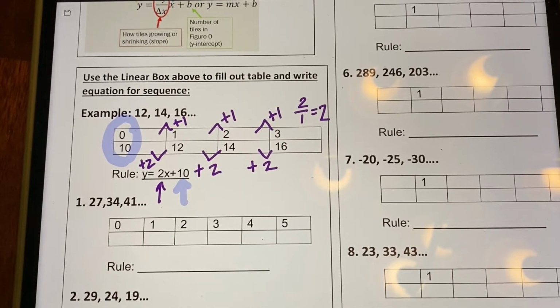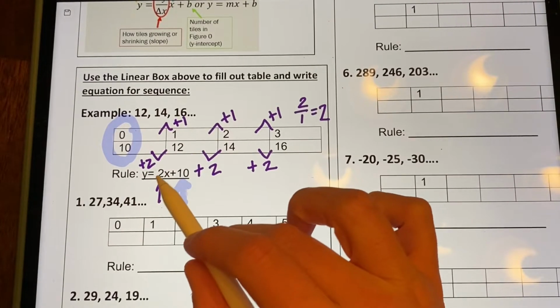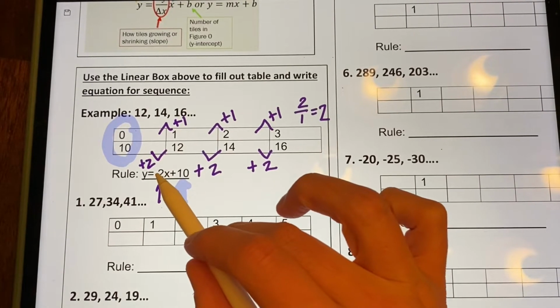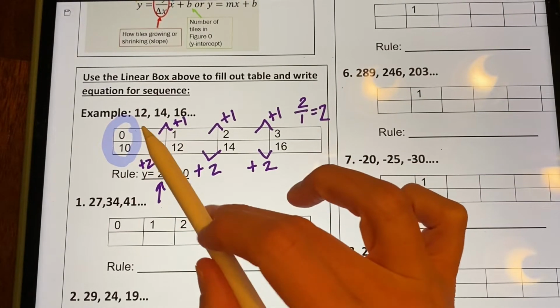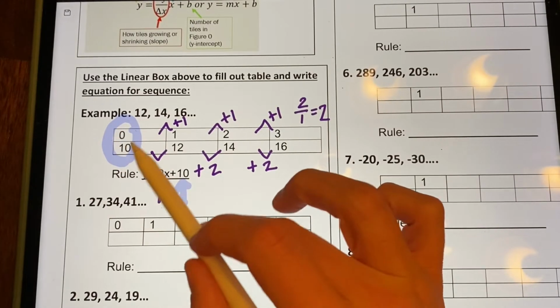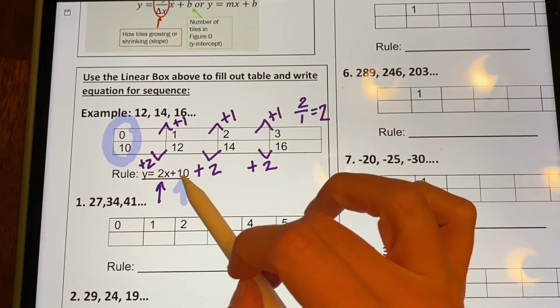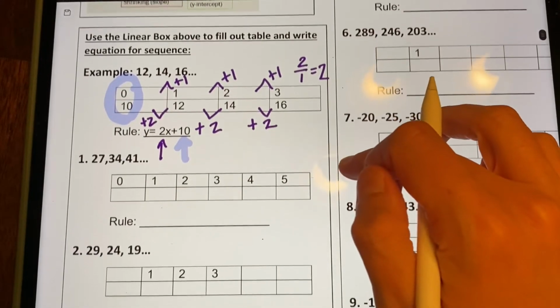So again, the number in the front is the change in y over the change in x. You divide those two numbers, so 2 divided by 1 is 2. That goes here. And 0 over 10, right? So when x is 0, y is 10. So 10 goes here. That's what you're going to do on all of these, okay?